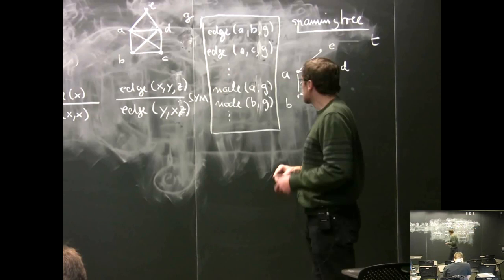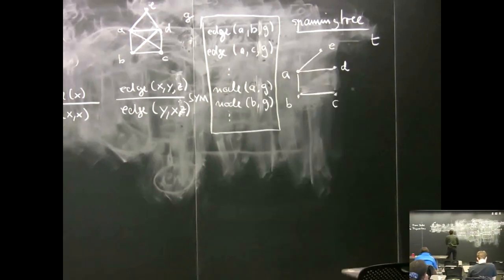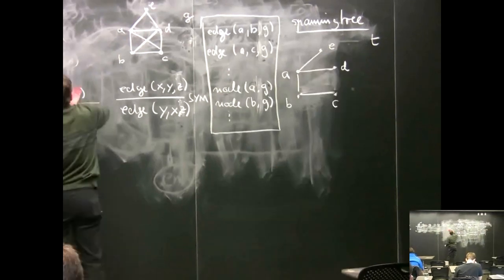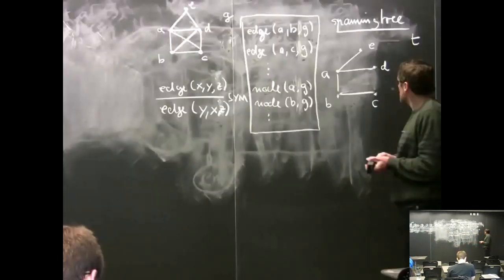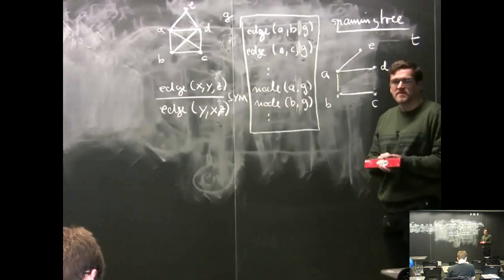So we don't need that rule here, because we're not talking about paths. All right, so how do we start? We want to pick an arbitrary node. How do we represent that?